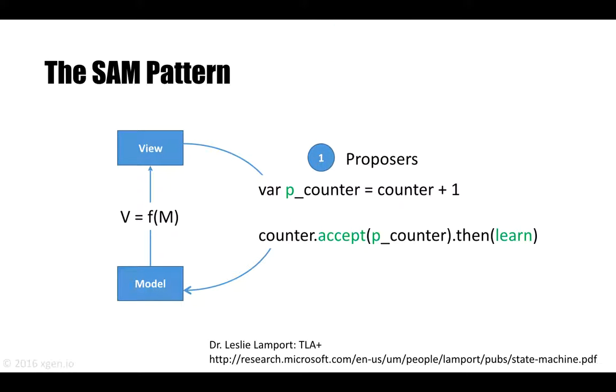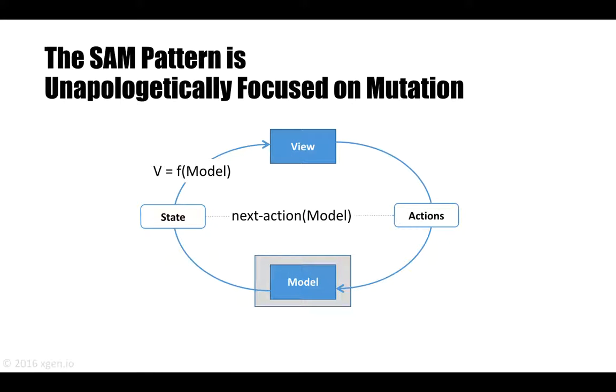So in SAM, that's all you need to know. It's really all you need to know. There is nothing else you need to know. It's about factoring your business logic in ways where proposers propose values to an acceptor, the model, or multiple acceptors in some cases. Once the model has accepted or rejected the values, the learners are invoked to do something with it. And that's it. It's really as simple as that.